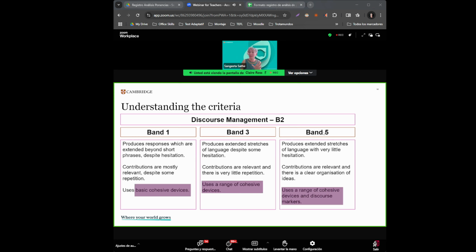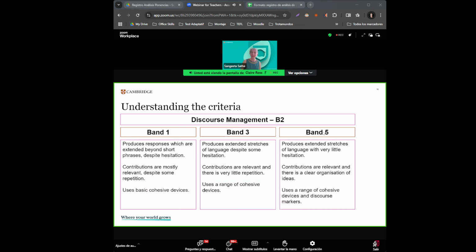Then coherence. So coherence and cohesion. Cohesive devices and discourse markers, I'm going to talk about those in a bit more detail next, but just notice how at band 1, it talks about basic devices, whereas at bands 3 and 5, we want to see a range of cohesive devices and discourse markers as well.